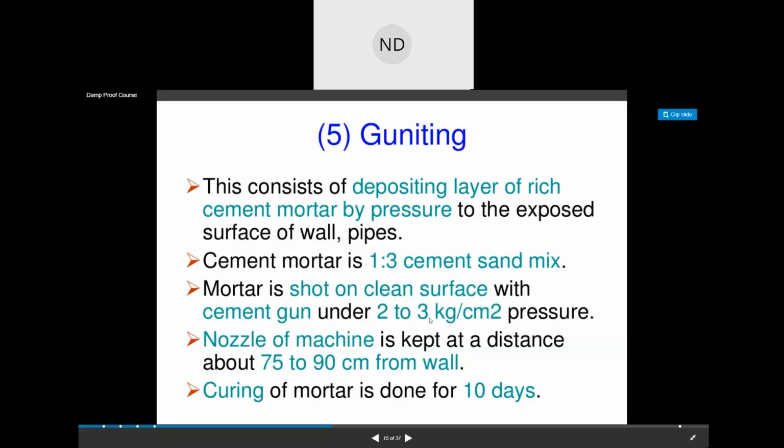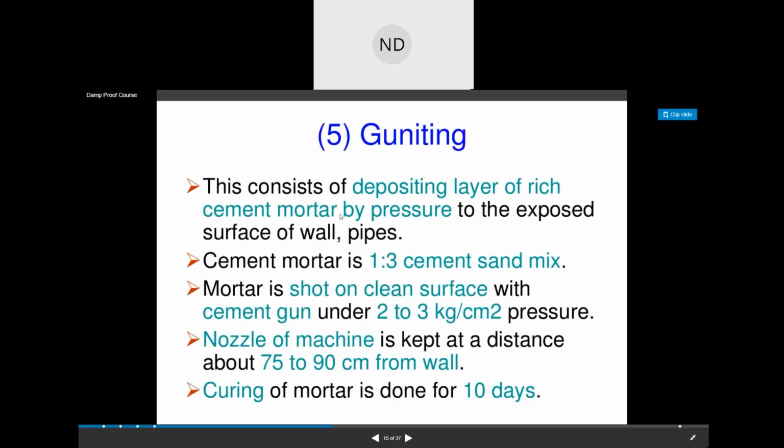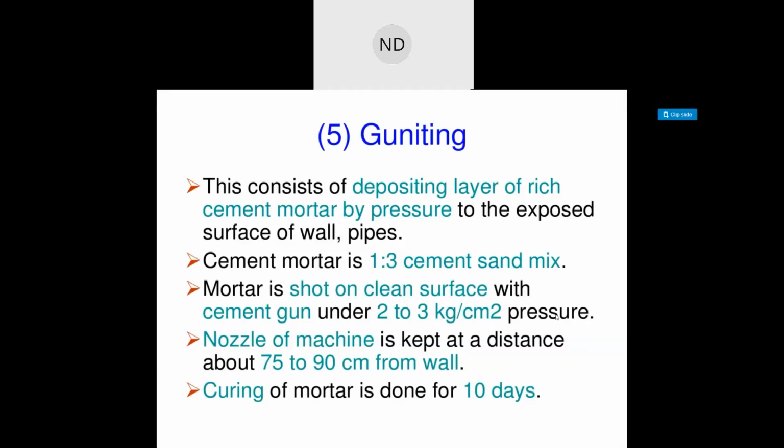See here, this much pressure is used, and when you shoot, what happens? The mortar comes out of the machine and hits the damped portion so that it can set there, and then you cannot see the dampness in the structure. Curing of mortar is done for 10 days. You will cure that for continuous 10 days so that it gains its ultimate strength.